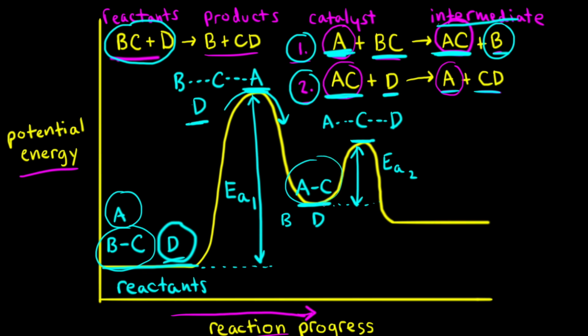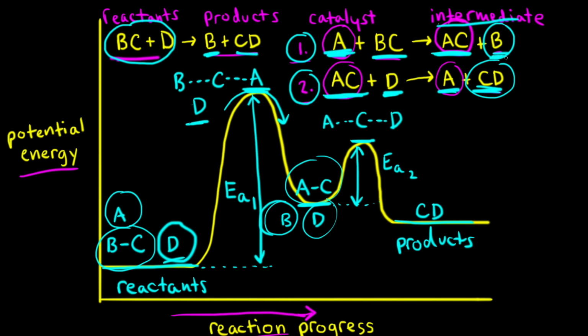So AC and D must collide with enough kinetic energy to overcome the activation energy for this second step. If AC and D collide with enough kinetic energy, we would produce A and CD. So this line at the end here represents the energy level of our products. CD is one of our products, so we'll write that in here. And remember, B is our other product, which we formed from the first step of the mechanism. So let's write in here B plus CD. And we also reformed our catalyst, so A would be present here as well.